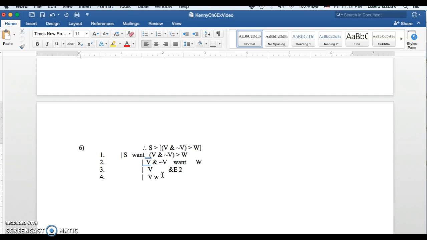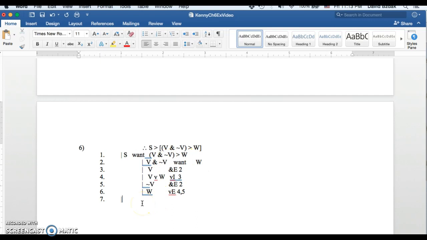Then you can get V or W by disjunction introduction of 3. You get not V by conjunction elimination of 2. And now you can get W by disjunction elimination of 4 and 5. Okay, so that's what we wanted. We assumed this, we wanted W, so we're done.